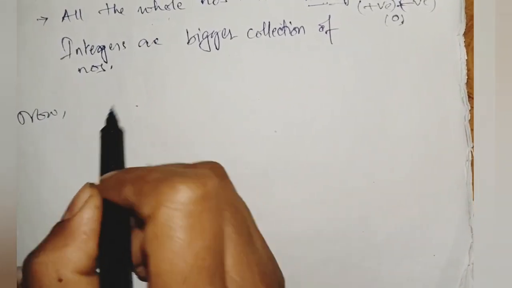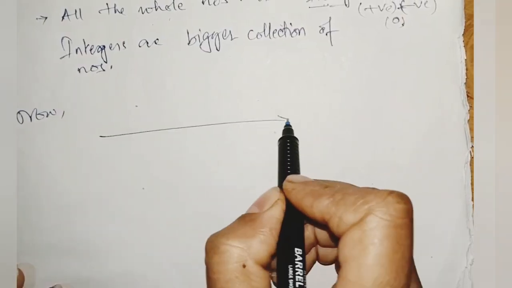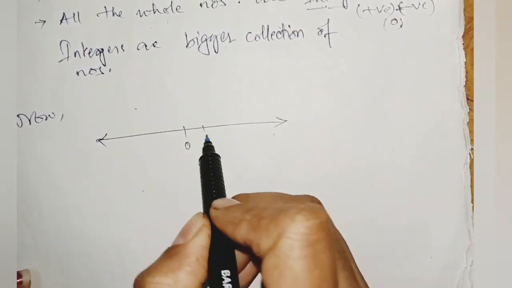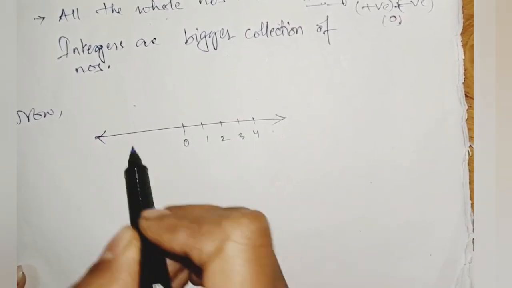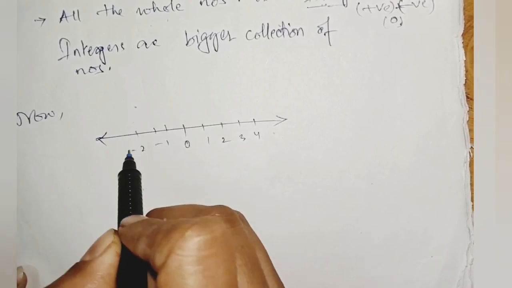Now on a number line, if we want to add numbers, whenever we add numbers we move to the right. Let us see how. This is the number line. 1 2 3 4, 1 2 3 4, and here -1 -2 -3.